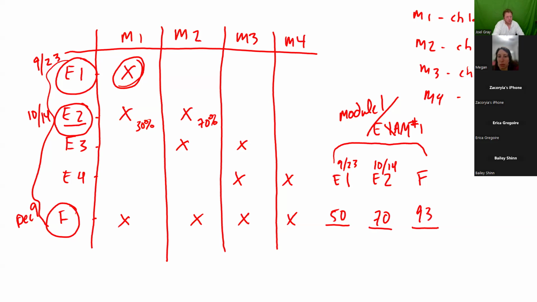These 3 grades are going to be in the category module 1, exam 1. This is going to account for 15% of your grade. Now, the way that I'm going to look at that is I'm going to say, when you were asked questions about module 1, how did you perform? The first time you got a 50. The second time when you were asked about module 1 stuff, you got a 70. And then the third and final time you got a 93.